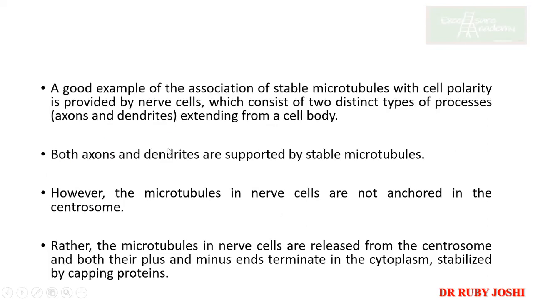A good example of the association of stable microtubules with cell polarity is provided by the nerve cells. Now we know that in the case of the nerve cells, axons and dendrites are present, right? So both axons and dendrites are supported by stable microtubules. Guys, this is really important. The microtubules in nerve cells are not anchored in the centrosomes. They are not originating from the centrosomes. They are just released from the centrosomes and then they are aligned in the dendrites and axons, and they are stabilized by the capping proteins. I'll show in the figure how they are stabilized.